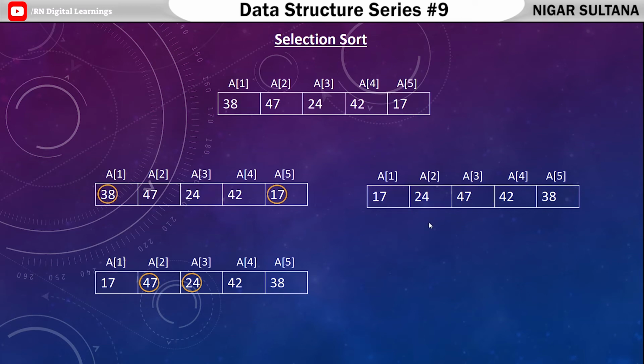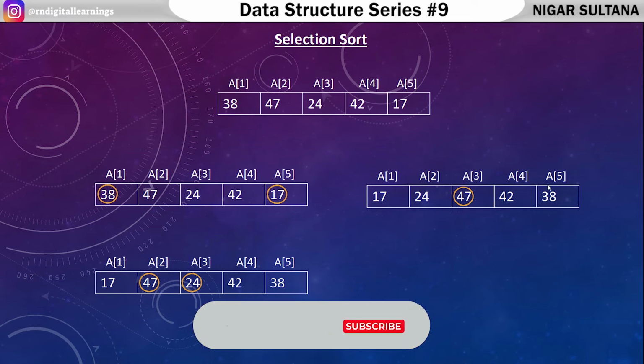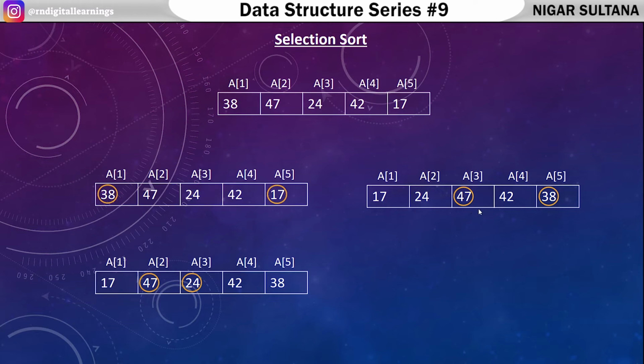Now in the next pass, we will take the third element, that is 47, and we start comparing with the rest of the elements. Is 47 lesser than 42? No. 42 is the smaller one, so we will take 42 as the smaller one. Then we will compare this element with the next element, 38. 38 is the smaller one. At this pass 3, we must keep this third smallest one in the third position. Now we will swap this 38 and 47.